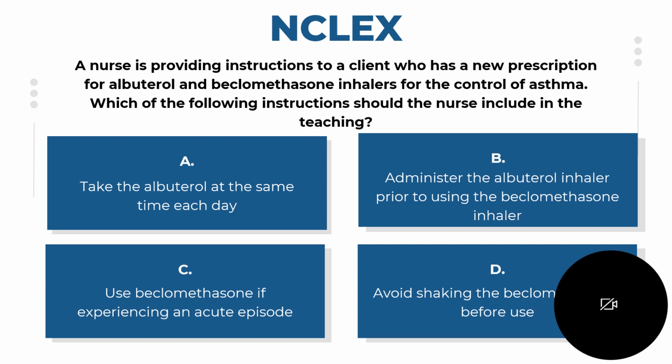Okay. So the nurse is providing instructions to a client who has a new prescription for albuterol and beclomethasone inhalers for the control of asthma. Which of the following instructions should the nurse include in the teaching? Very good. B, I'm taking that beforehand, right? My steroid's going to come second. The rescue inhaler is what I'll give first.